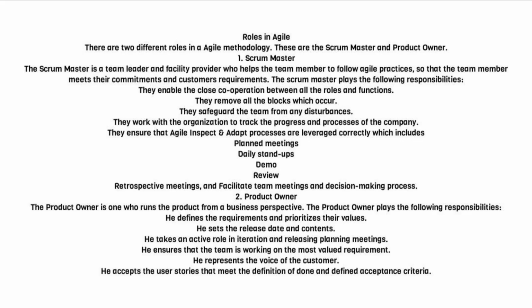Roles in Agile. There are two different roles in an agile methodology. These are the Scrum Master and Product Owner. 1. Scrum Master. The Scrum Master is a team leader and facility provider who helps the team members to follow agile practices so that the team members meet their commitments and customers' requirements. The Scrum Master plays the following responsibilities.